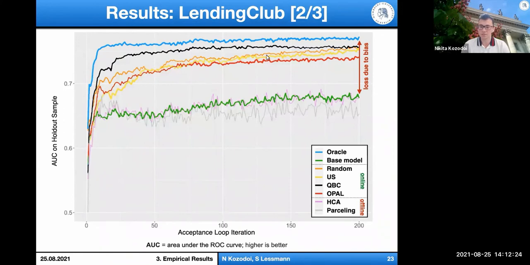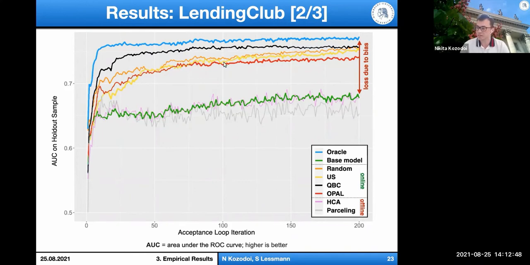Now, if you look at the online, so at the active learning based reject inference, you see that all these lines come in between the Oracle and the base model, meaning that they mitigate some of this loss due to sampling bias. The most prominent method here is the one labeled with a black line, so query by committee, because you see that it consistently outperforms the other active learning techniques, including the random benchmark.